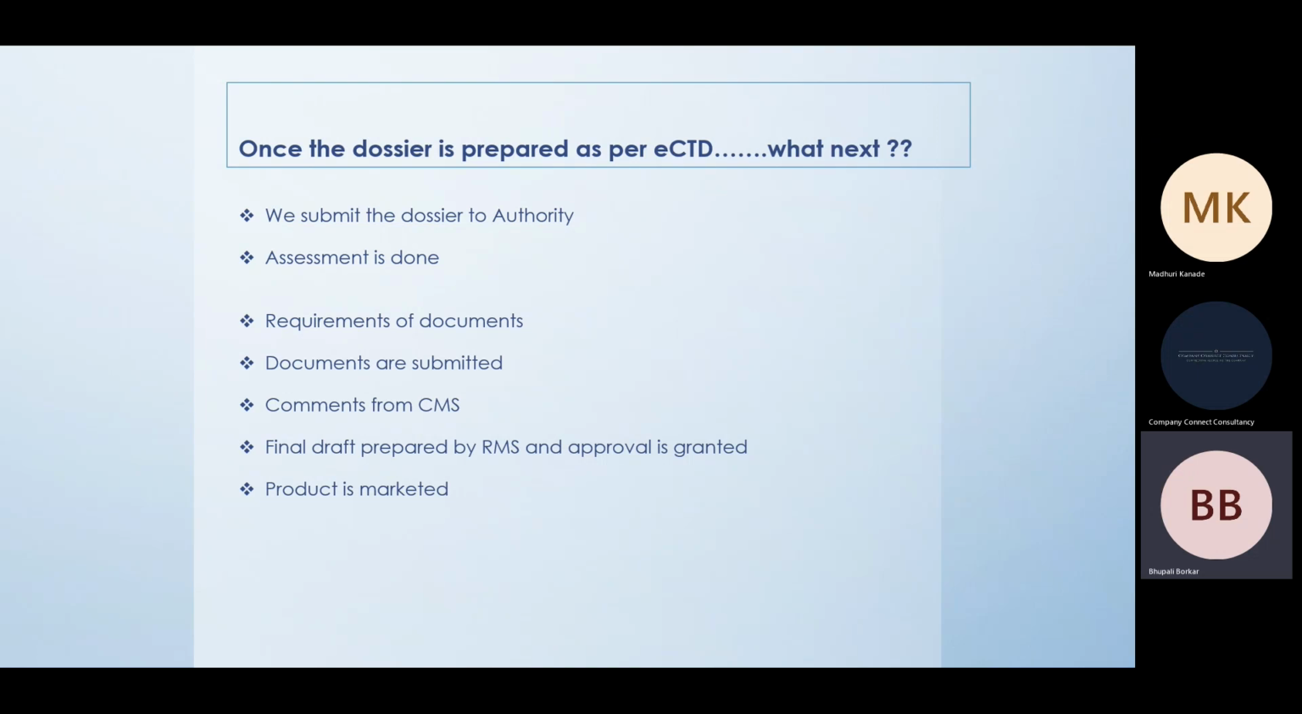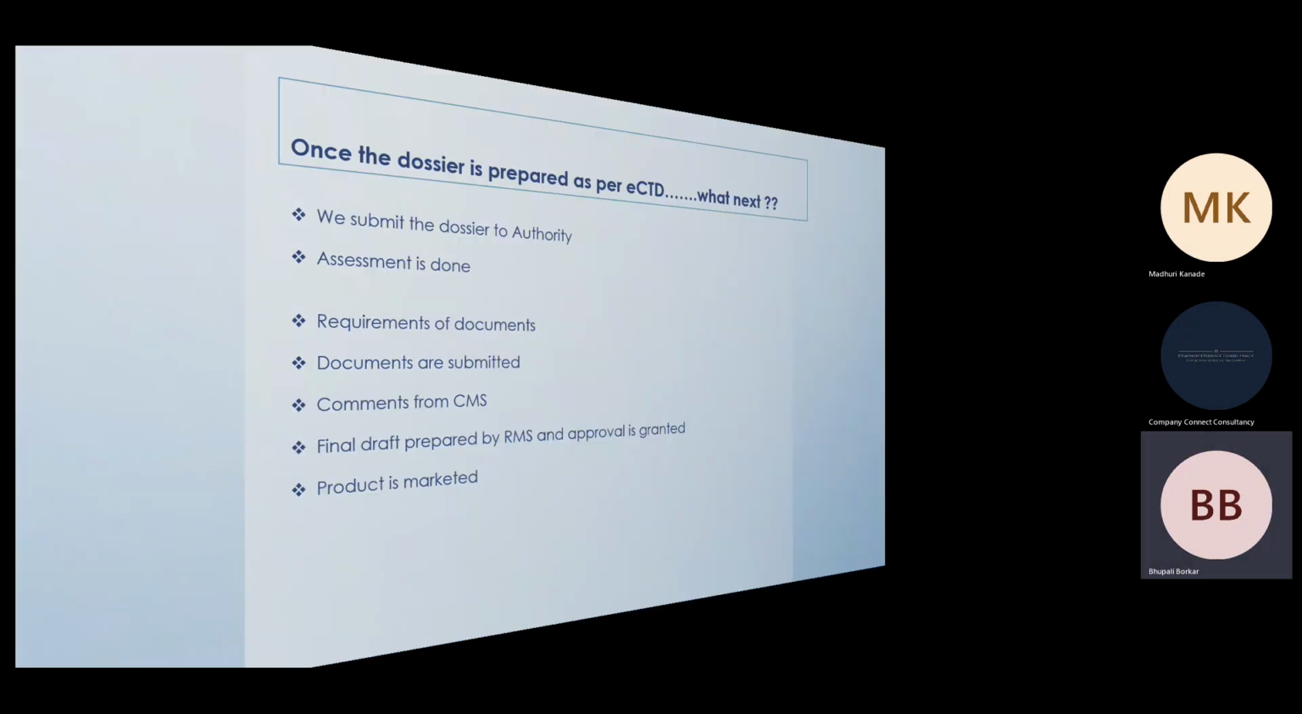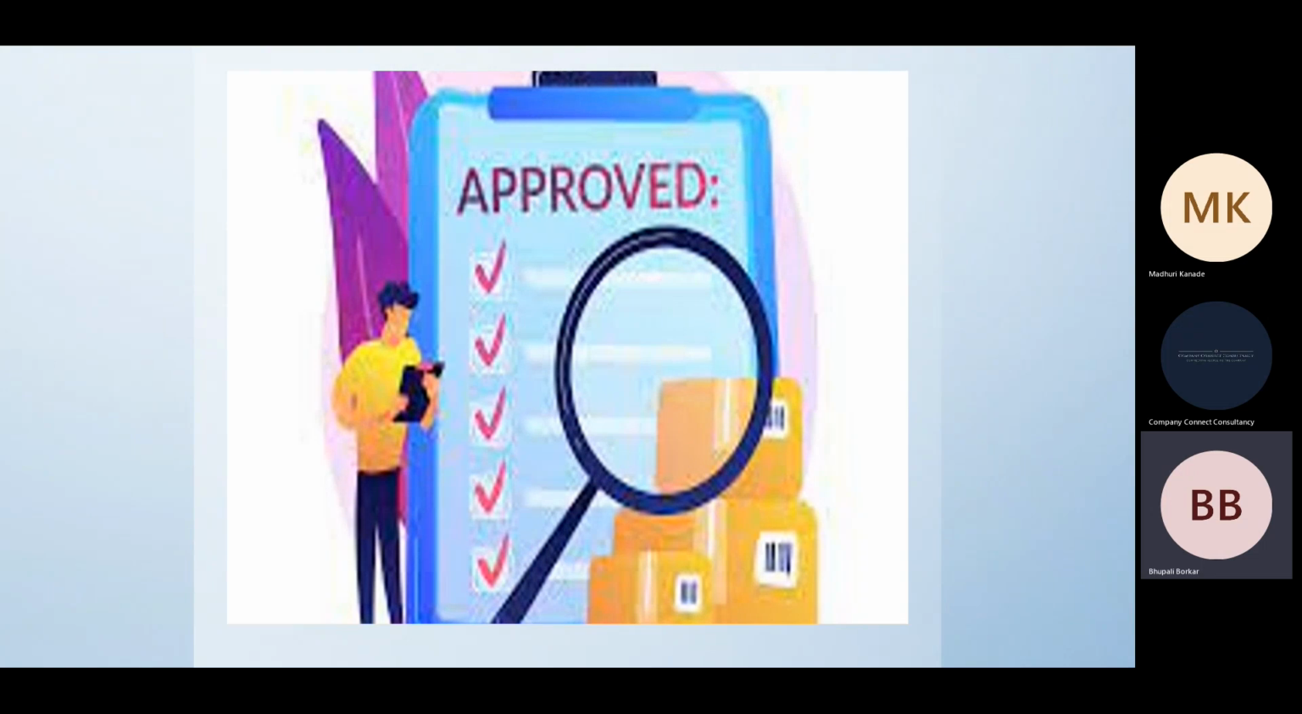So if I'm choosing MRP over DCP, MRP is faster than DCP. The RA person should be able to decide which procedure to choose in order to get a faster approval in that particular area. Once that is done, the CMS gives their comments, they prepare the final RMS report, and then approval is granted. And then the product is marketed in that particular market. So you have your approval ready. Now you can sell your product in that particular market.